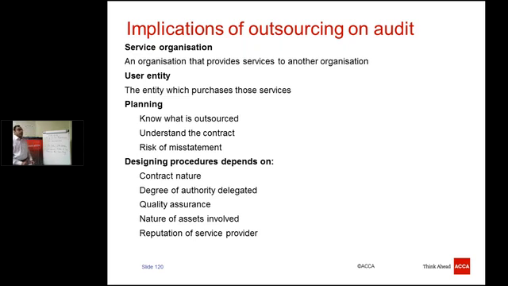You see on the slide: know what is outsourced, understand the contract, and understand the risk of misstatement. Then design the procedures. Now, what are the procedures that my auditor would want to do? Contract nature: what is the nature of the contract that I have with the service organization? Degree of authority delegated. Quality assurance. Nature of assets that are involved. And the reputation of the service provider. What is the reputation of the service organization?